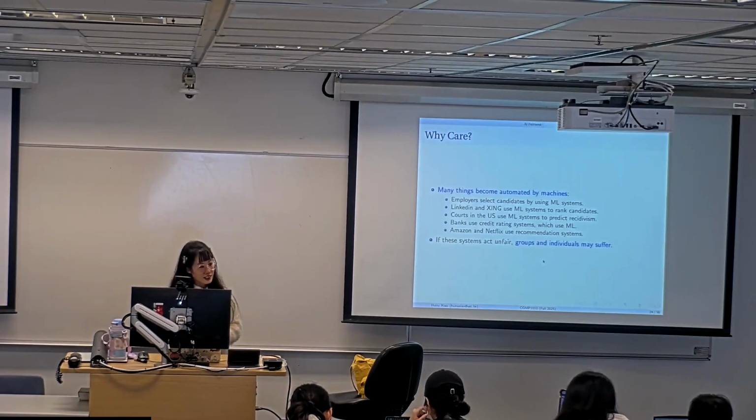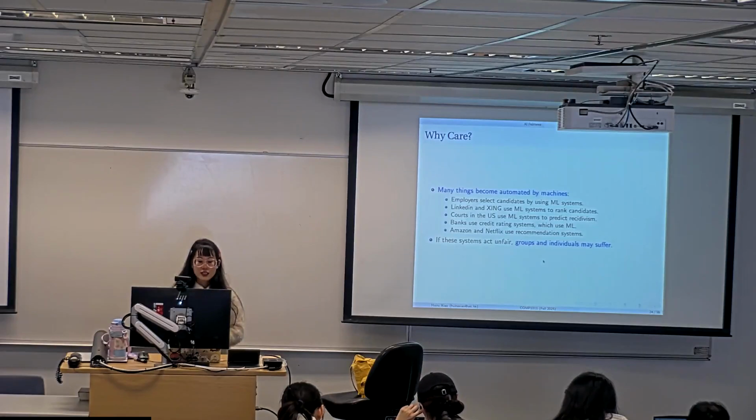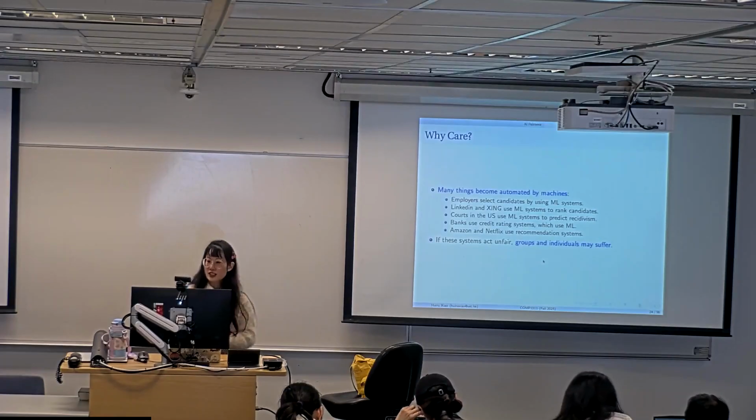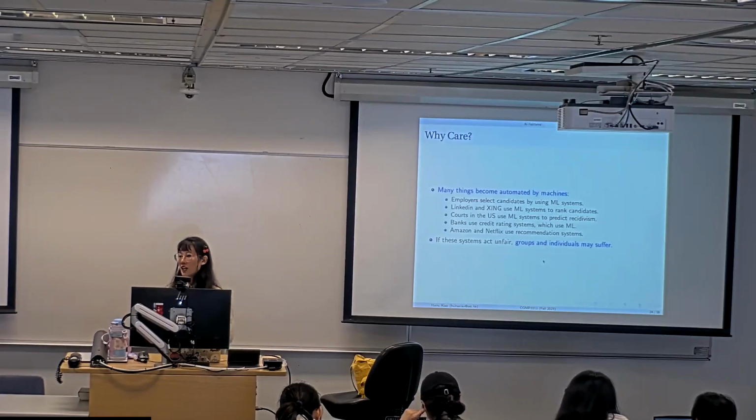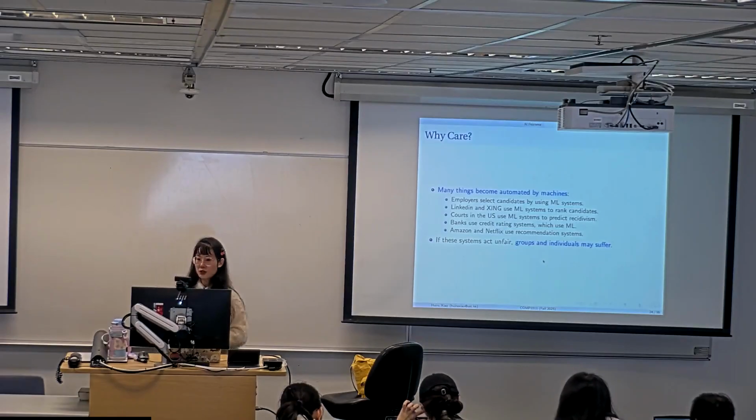Because currently, many things become automated by machines. For example, employers select candidates by using machine learning systems, and many companies have adopted AI models to filter CVs to help with their recruitment. So these are very crucial decisions about any individual, about the applicants, and they are decided by AI models and machine learning models.